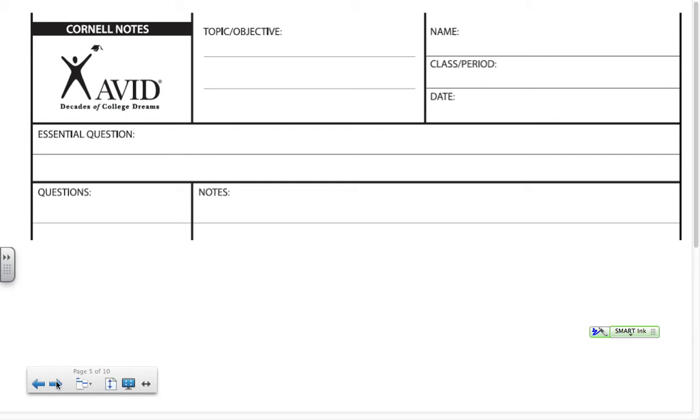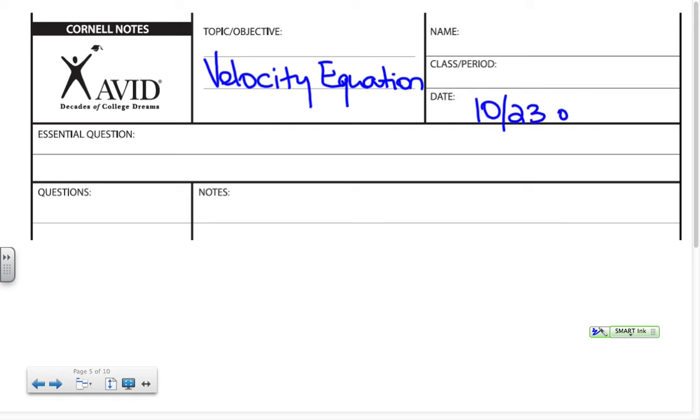So let's get our paper set up. Across the top, you want to go ahead and write our topic or objective. Our topic objective is going to be velocity equation. And then today's date, 10/23, or if you're in the B days, it would be 10/26, sorry.